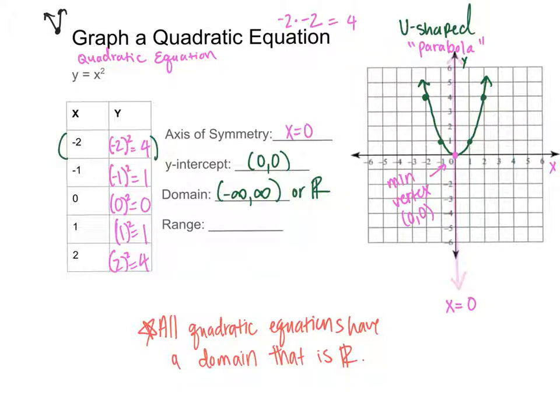So last thing here, the range. Now the range is not the same, okay? It's not going to be all real numbers because of this vertex here. Notice how the vertex is the minimum value here. So that's the lowest y value, which is at 0, right? So the lowest y value here is at 0. Excuse me, that should be a bracket because that's a closed circle.